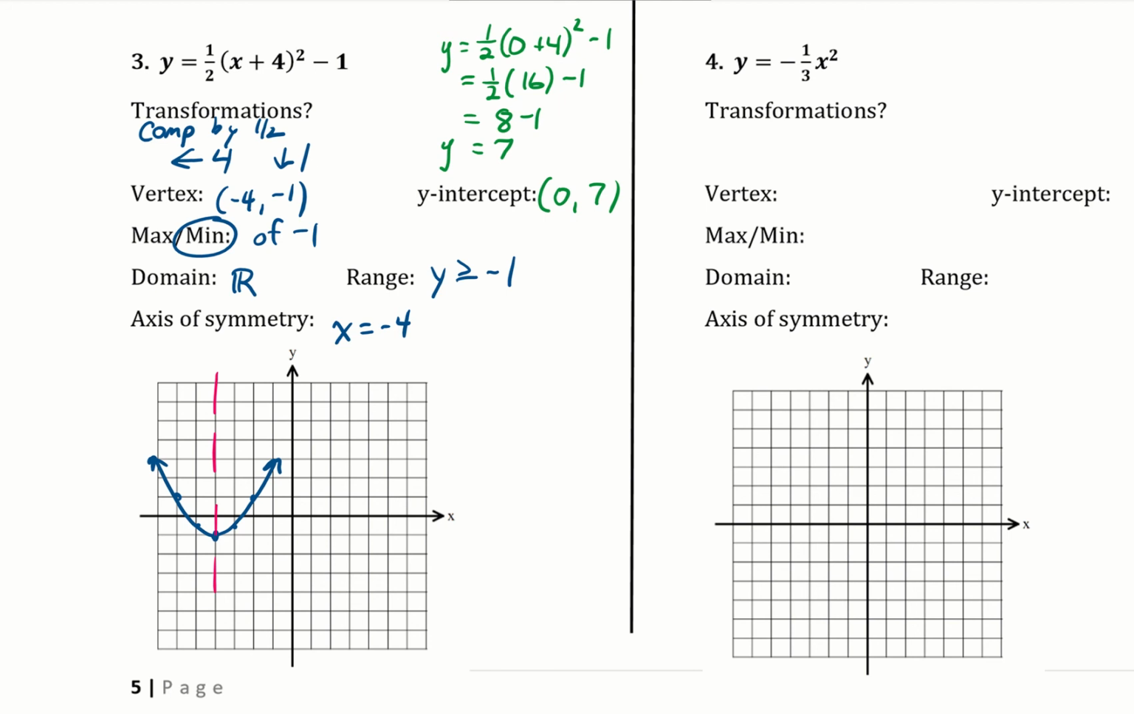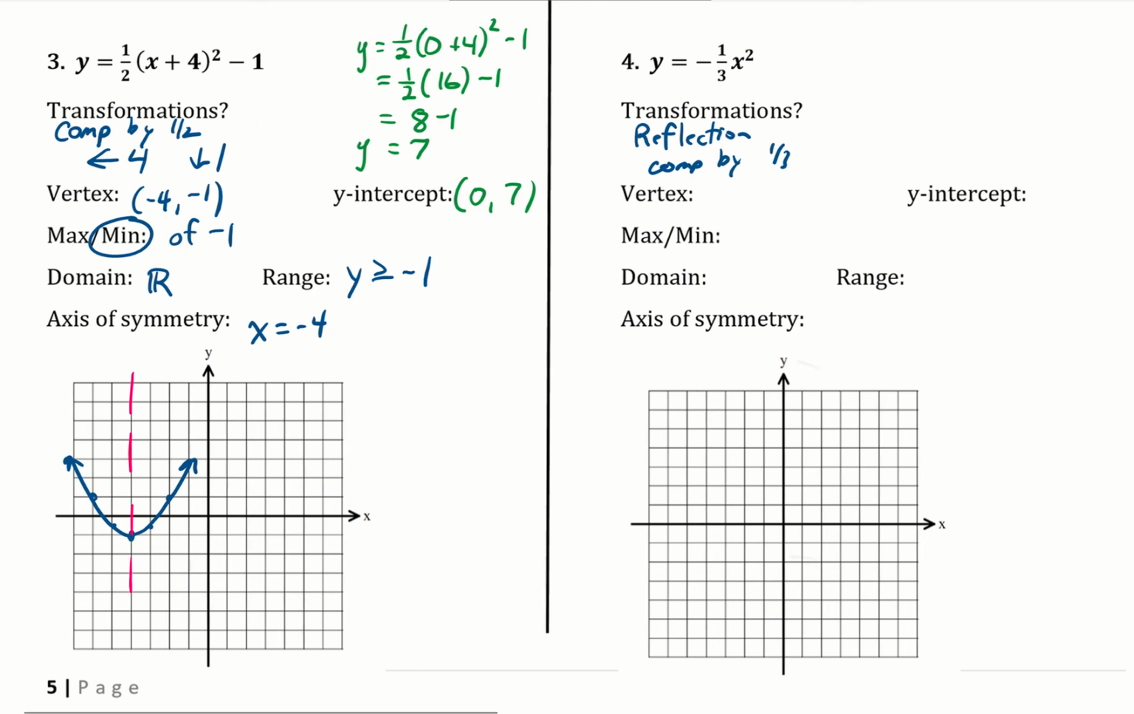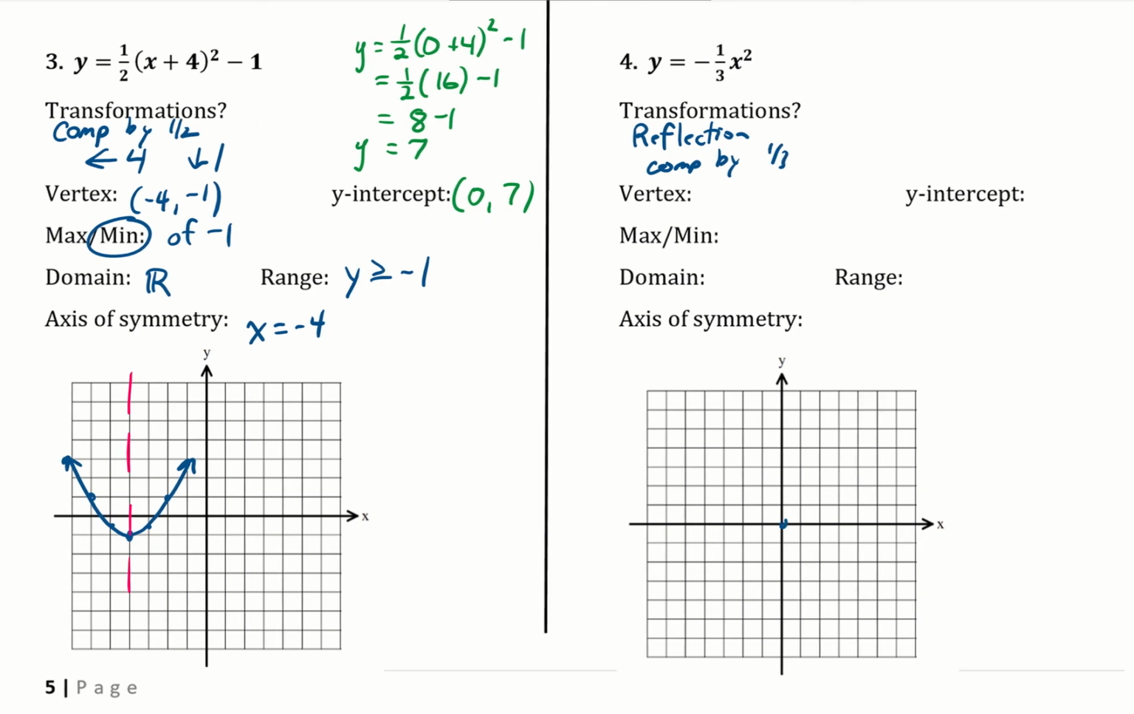All right, we got one more to do real quick. Again, pause and try this on your own. So for this one, we've got a negative in front, which is a reflection. We have a 1/3, which is a compression. So we're compressed by 1/3. And that's it. There's nothing else being done. So our vertex is going to stay at 0, 0.